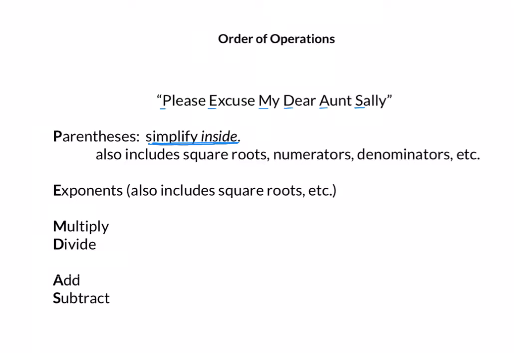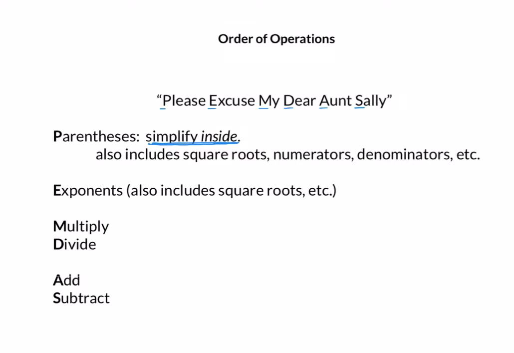The E stands for exponents. Now in the previous slide we saw that square roots are very closely related to exponents, and in fact, technically they are exponents. You will see that in Math 120 if not sooner. But exponents, also square roots. So note here that we have square roots appearing twice.